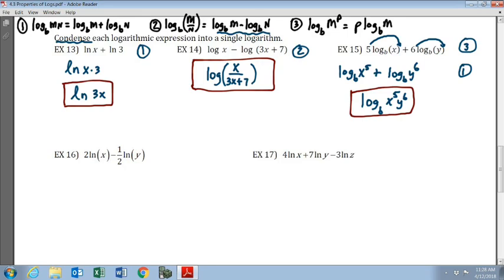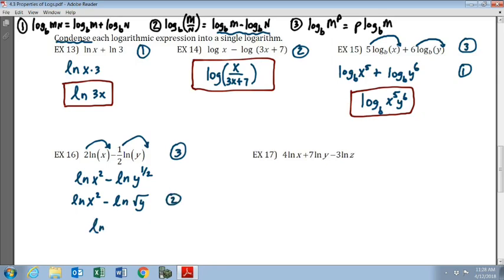So again, this is just like the one we just did. Let's go ahead and move those numbers out front to be exponents using the power rule. Now notice the y to the 1/2 power. We can rewrite this and we'll have natural log of the square root of y. And now we're ready to do the quotient rule since we have a subtraction of two logs. And so we get the natural log of x squared over the square root of y. All right, let's look at number 17.